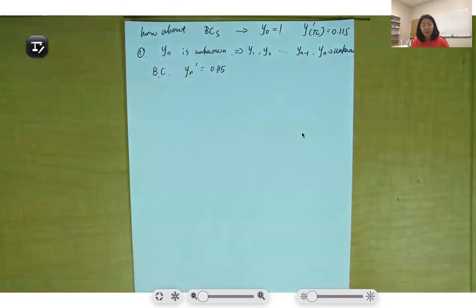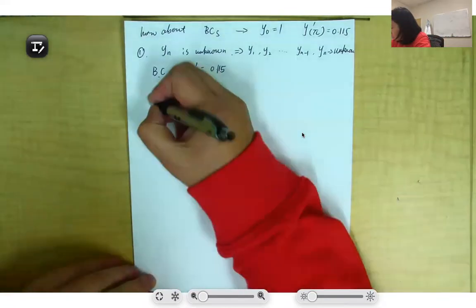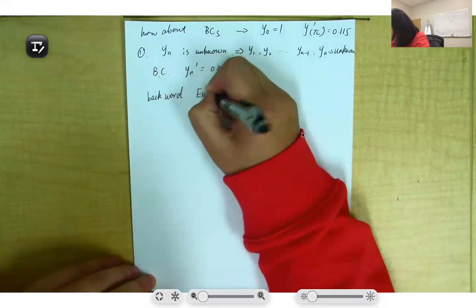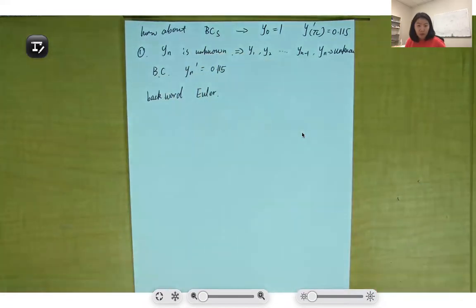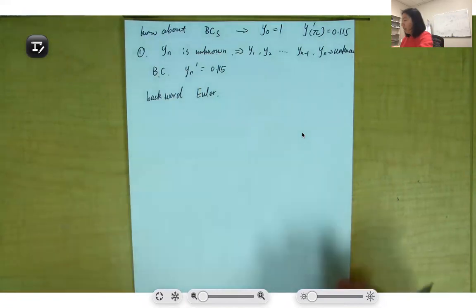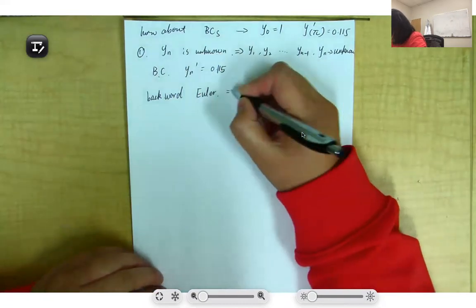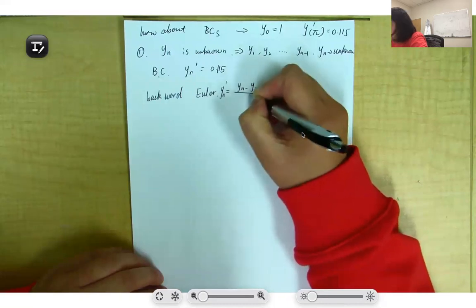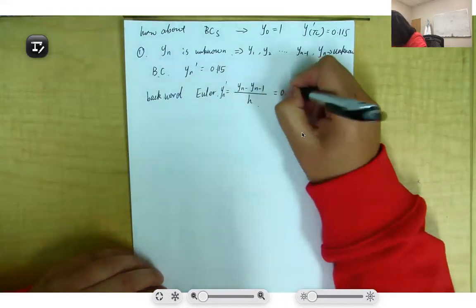And how can we write algebra equations to represent yn prime using the finite difference method? We can use backward Euler, which is the most straightforward. You couldn't use forward Euler or central difference, because you don't know what yn plus 1 is. That is outside the range of our x step, right? So we can use backward Euler, which is yn prime equals yn minus yn minus 1 divided by h, which is your step size. That is 0.115.